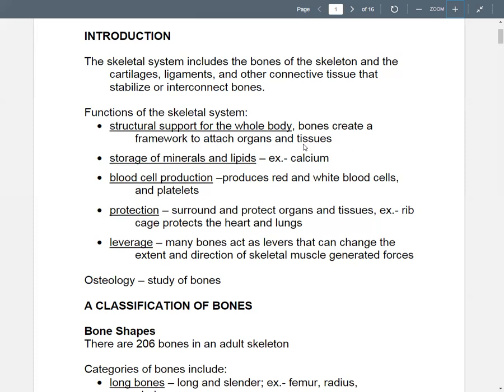And provides some leverage. So you can protect the organs and tissues, and you can also provide leverage so that your bones can move. Right? Your bones act as levers. So basically your muscles can generate force and move in a certain direction. Remember, ology is study of, so osteology is study of the bones.